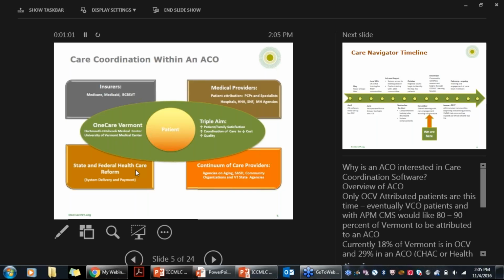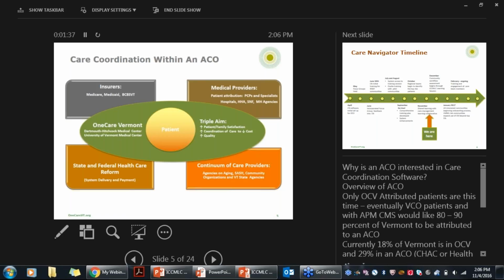A part of an ACO is looking at more coordinated care. And being able to coordinate care, as we learned in the Learning Collaborative, is being able to communicate. So that is one of the goals of Care Navigator. Also, when you look at NCQA ACO accreditation standards, there is a standard about being able to communicate within the ACO system. So we're meeting that accreditation standard by having Care Navigator as our communication tool.